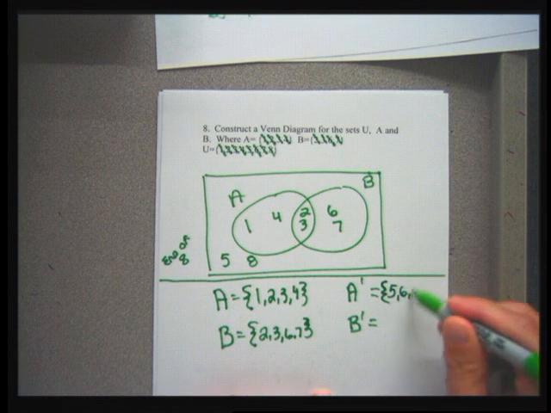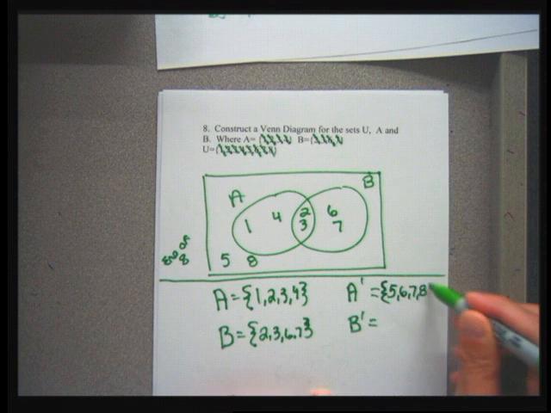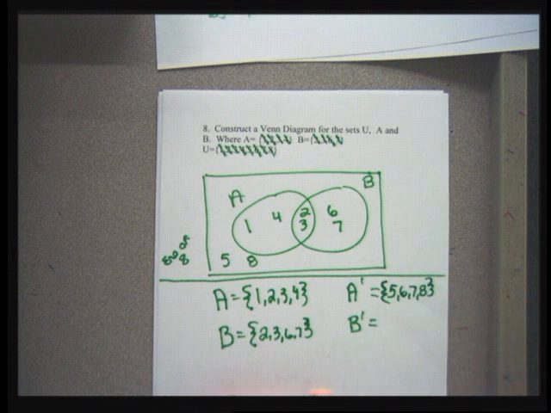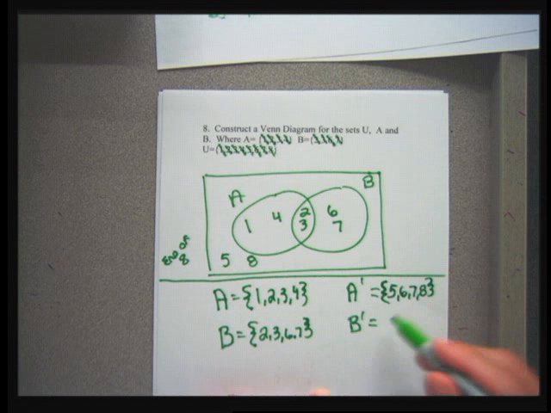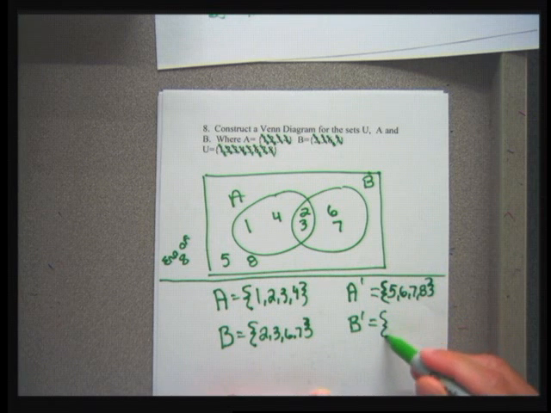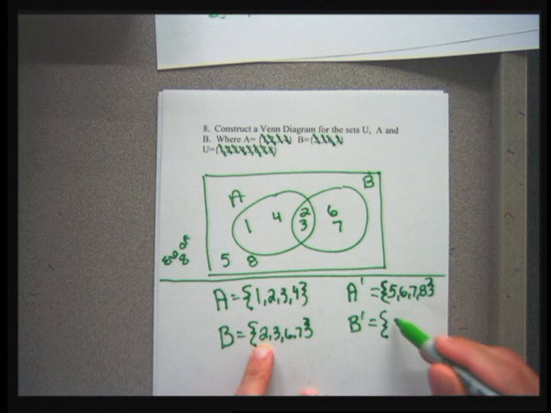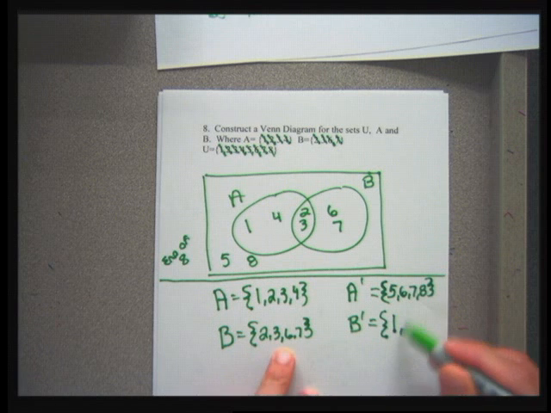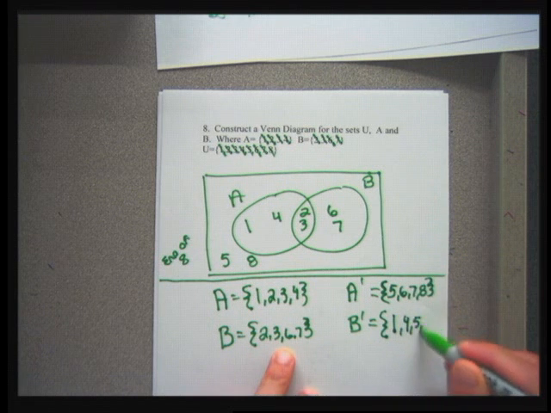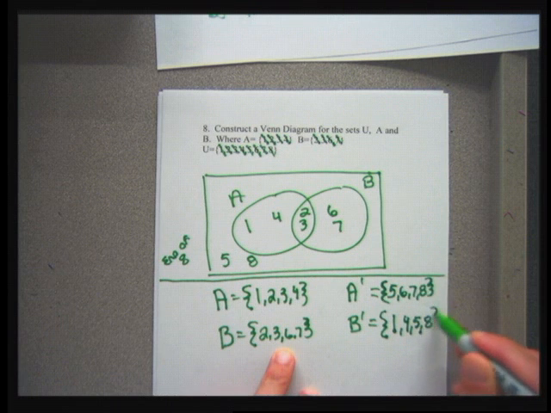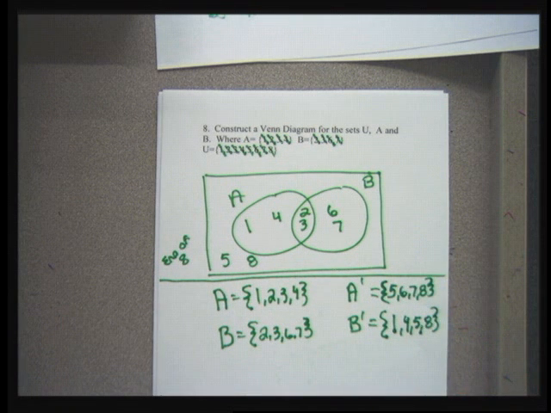If A is the numbers 1 through 4, A prime is the rest of the universe, 5 through 8. If B is 2, 3, 6, and 7, I need the numbers in the universe that aren't in B. 1 isn't in B, but it's in the universe. 4 and 5 aren't in B, and 8 isn't in B, and they're all in the universe. B prime is 1, 4, 5, and 8. So when I get ready to do problem 9, I should have those sets at my fingertips. It'll make it easier to answer the questions if I'm not using the picture.